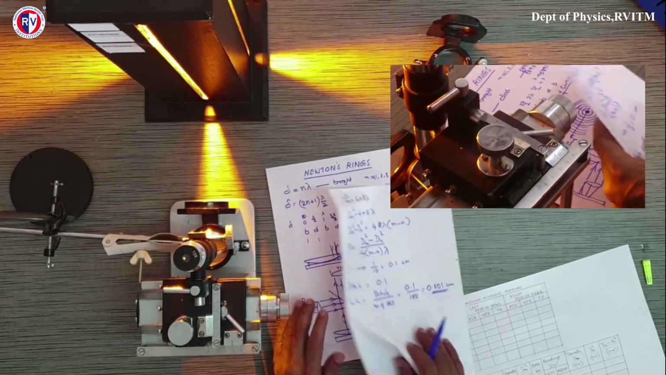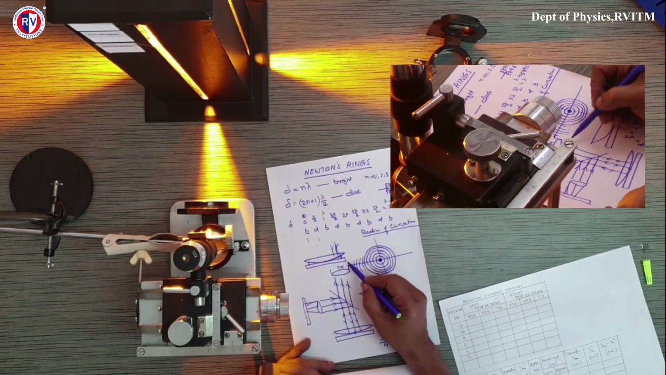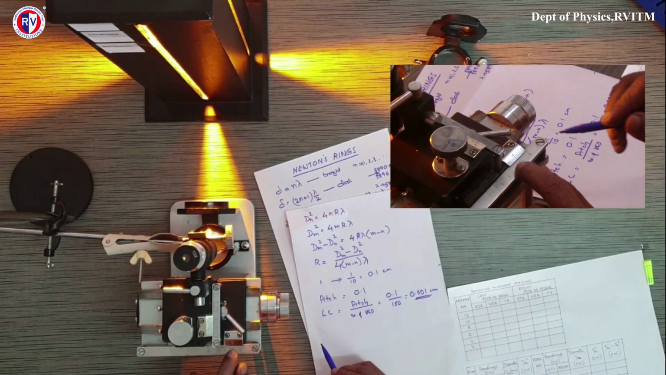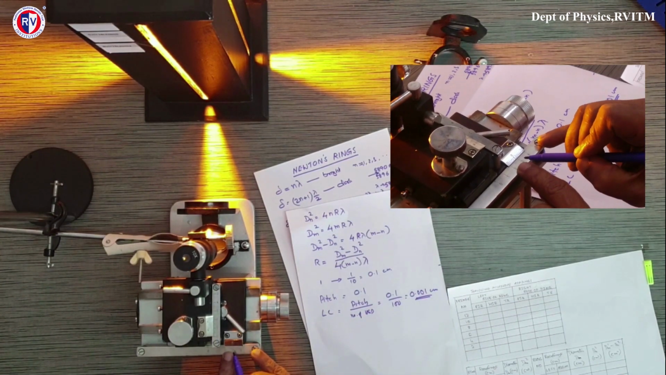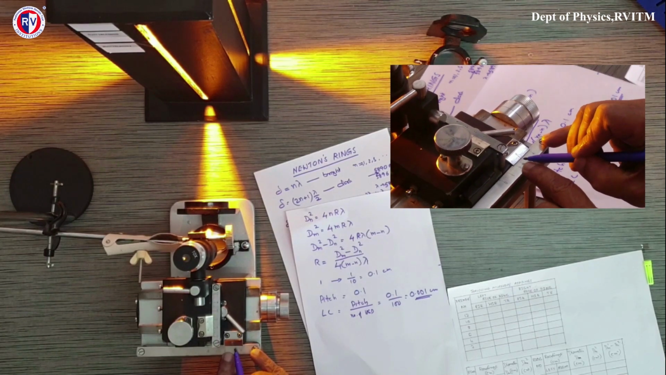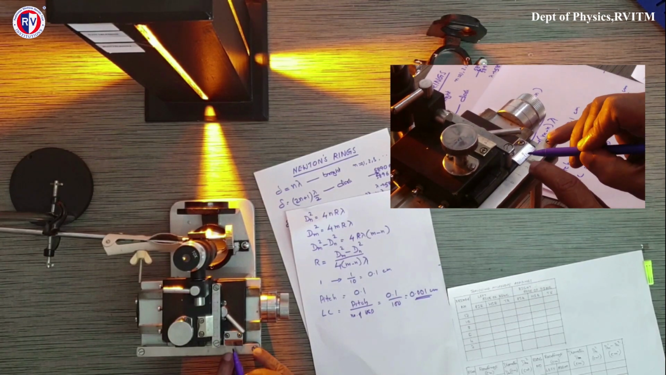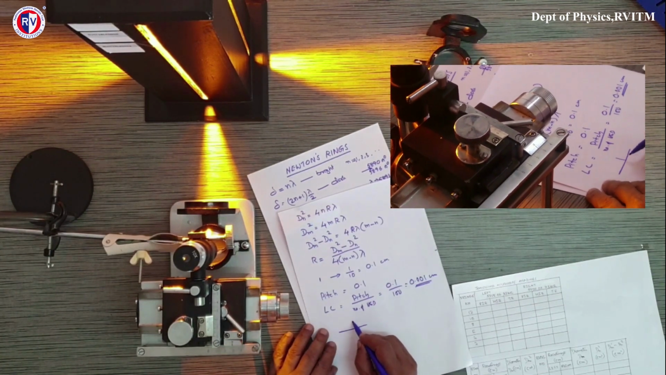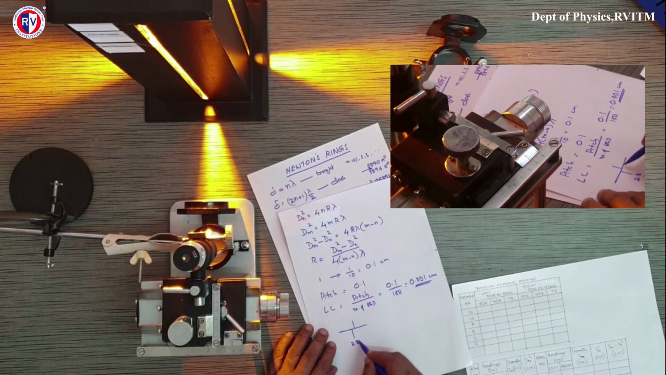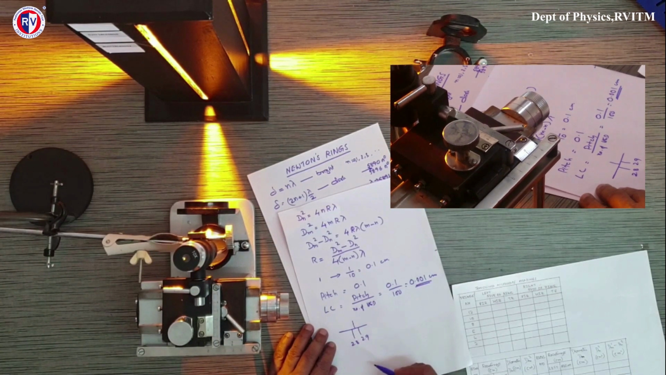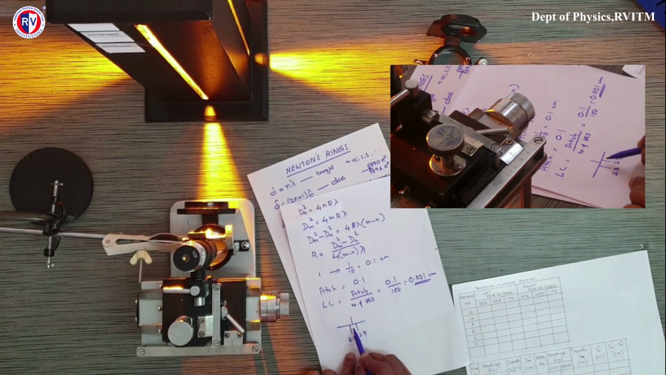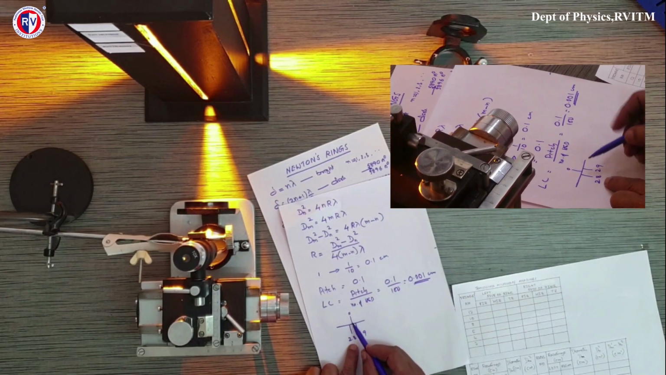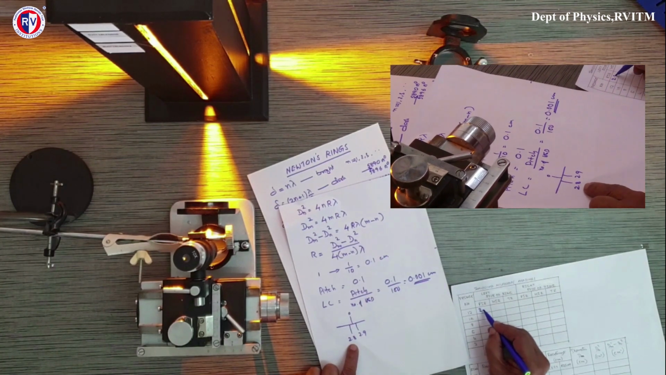I have set the cross wire to the 12th ring. At the 12th ring position, I will see where the zero lies on the pitch scale. The zero is lying between 2.8 and 2.9, something like this. This side I am getting 2.8, this side I am getting 2.9. So the completed reading I can take on the pitch scale is 2.8 as the PSR. So I will write here 2.80.